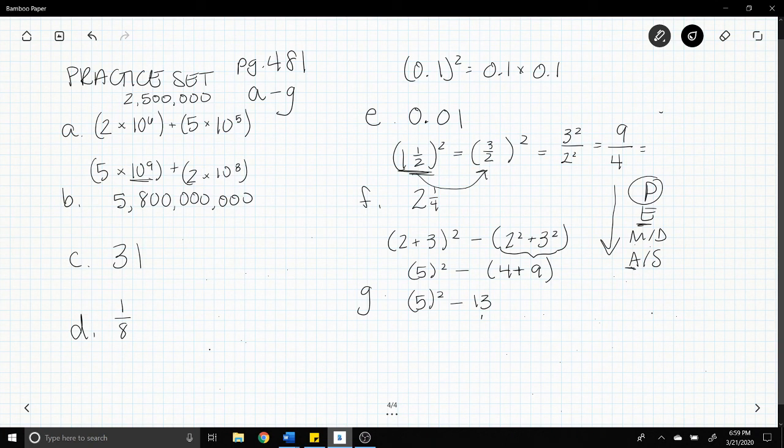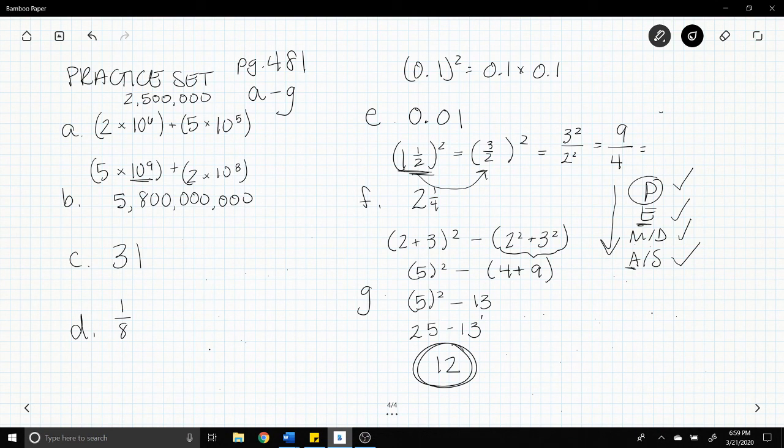So in our main order of operations, we've done parentheses. Now we have to do exponents. So you can evaluate 5 squared. No multiplication or division, so we can skip that step. And then we move right into addition and subtraction, which really all we have is 25 minus 13. So do that problem, and you should get 12 for letter G. 12.